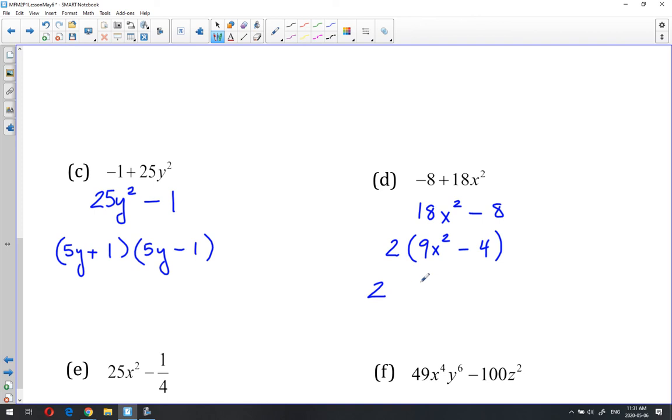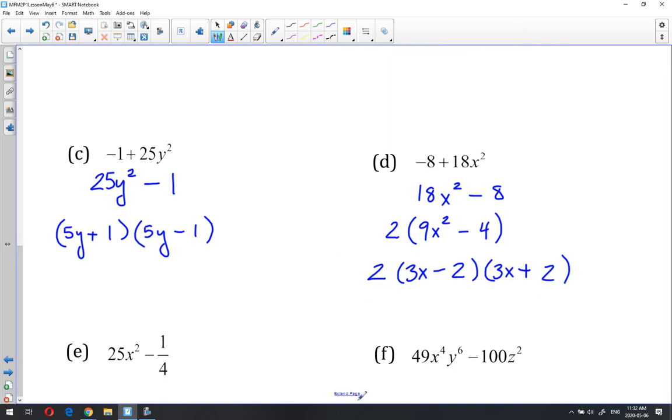So we rewrite the 2. The 9x squared minus 4 gets rewritten as 2 brackets. Square root of 9x squared is 3x, right, 3x in the front of both brackets. Square root of 4 is 2. One we write minus, one we write plus. And so now this original binomial can be rewritten as the product of three terms. 2 multiplied by 3x minus 2 multiplied by 3x plus 2.